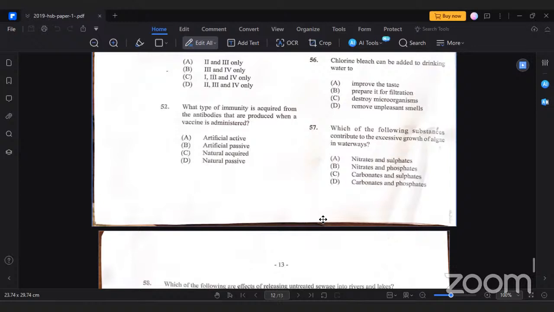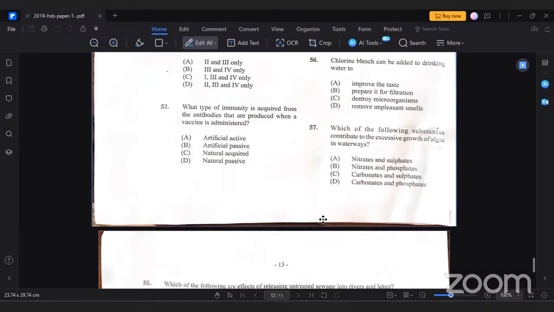So 56, I think I'm seeing answers coming in for 56. I'm seeing B, B, B, B, three times, to prepare it for filtration. But what do we think about the microorganisms in the water? Because our answer is actually C, to destroy microorganisms.